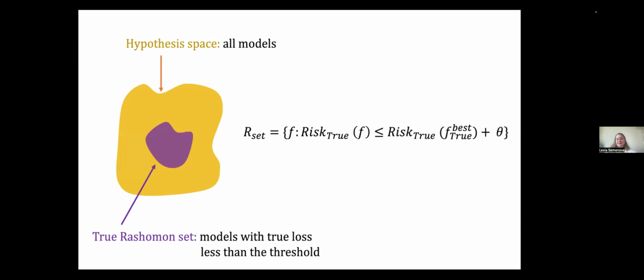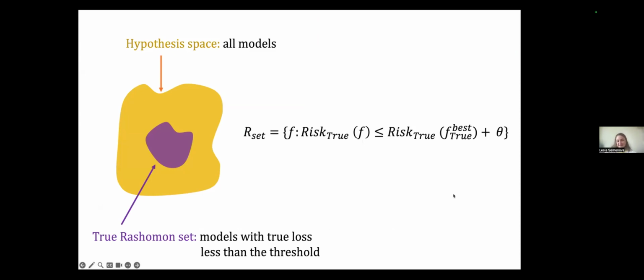So true Rashomon set is exactly the same as the Rashomon set we considered before. It's just we changed the risk. Now instead of empirical risk, I'm going to look at the true risk. But the same is true. I'm going to look at all those models that are below the best risk in class, plus my Rashomon parameter theta. So meaning all the models that are below some threshold.